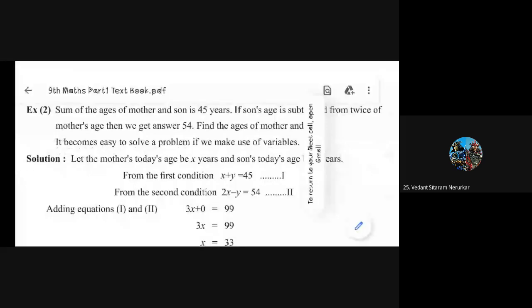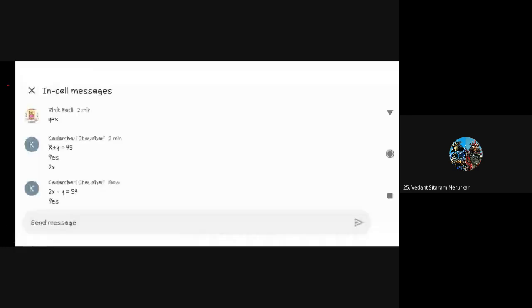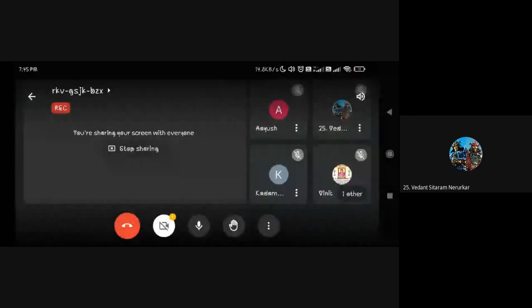So now what is the question? Find the ages of mother and son, and it becomes easy to solve the problem if we make use of variables. So students, I think that should be it for today. We will try to solve this example in the next class.